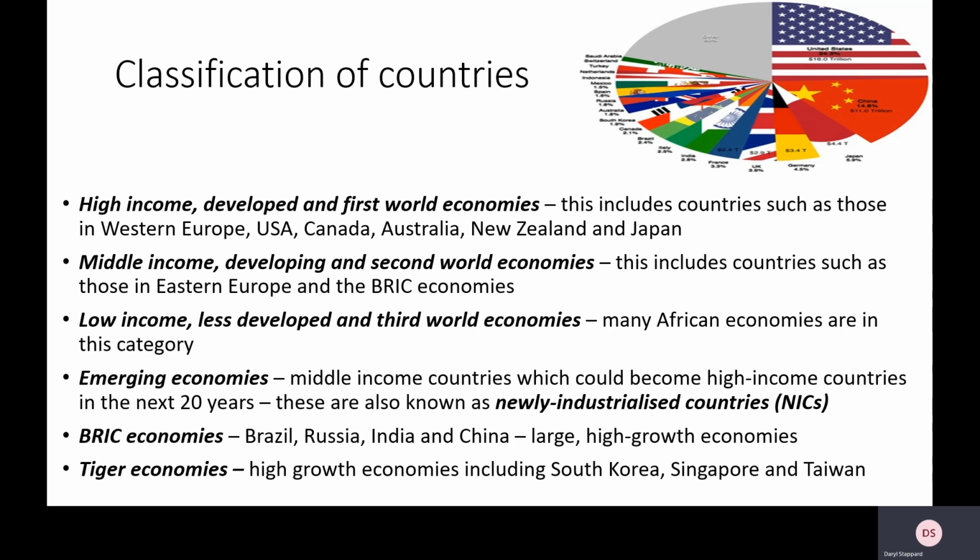Middle income economies are what we call second world countries. So these aren't as wealthy as the high income countries, but they're moving towards this status quite frequently. So we're looking here at countries in Eastern Europe. So this could be Poland, etc., the Czech Republic. We then have the BRIC economies, which is Brazil, Russia, India and China. So these are economies that have gone through lots of growth in recent years, and they're moving towards high income status. We then have the low income or the less developed or the third world economies, and these are generally dominated in Africa. So the vast majority of African economies are what we call less developed or third world economies.